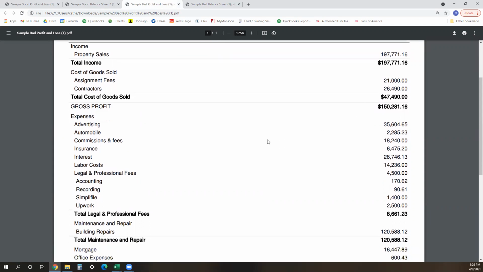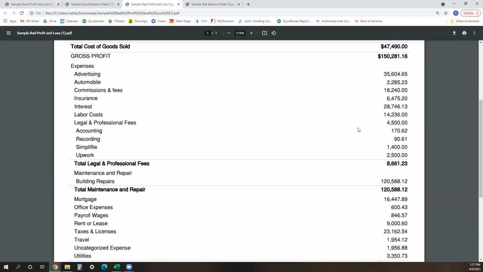And then we go down into some regular expenses: advertising, your automobile if you're paying for fuel or car repairs, or things like that. Commissions and fees would also be a cost of goods sold if you're paying commissions out on the sale of a property. Same thing here, showing the insurance, the interest, and the labor costs. These would all be cost of goods sold for the properties.